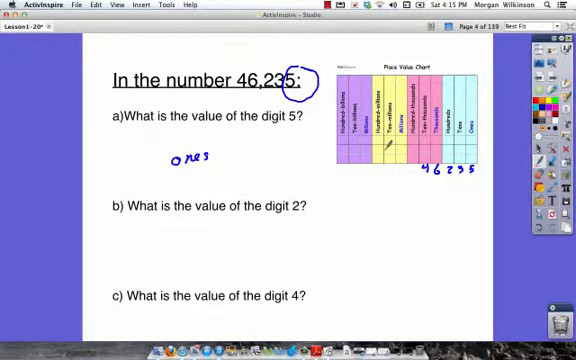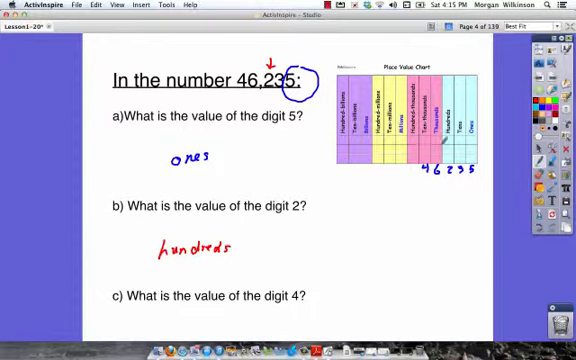Now pretty quickly we can go ahead and look at our other numbers. Part B says, what is the value of the digit 2? So if we come up here and look at the 2, we've got ones, tens, hundreds. So the value of the digit 2 must be in the hundreds.